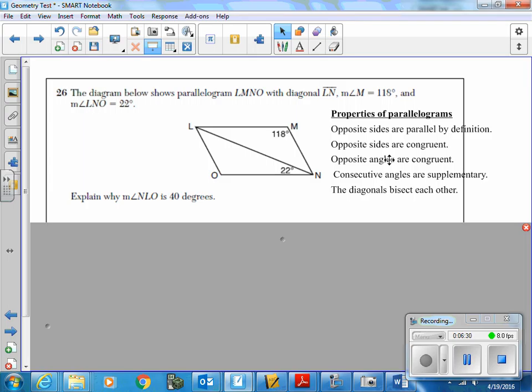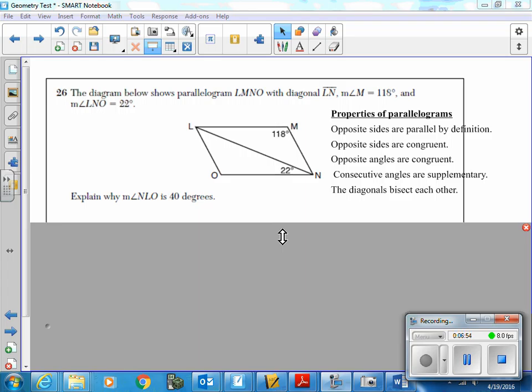You might have done this once or twice already, but I want this to really sink in so that you memorize it, and it's just like second nature. So I want you to write this down. Pause it for a moment and write down the properties of a parallelogram. All right, now we're going to go into explaining why angle NLO is 40 degrees. How can we show that?